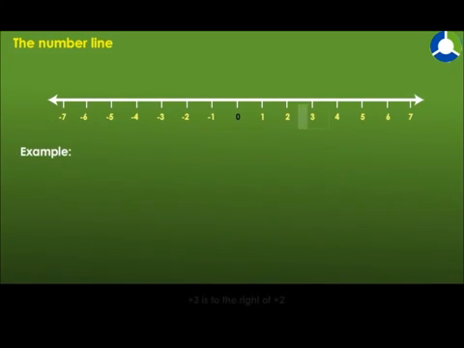Example, +3 is to the right of +2. Therefore, +3 is greater than +2. Positive 7 is to the right of positive 4. Therefore, positive 7 is greater than positive 4.